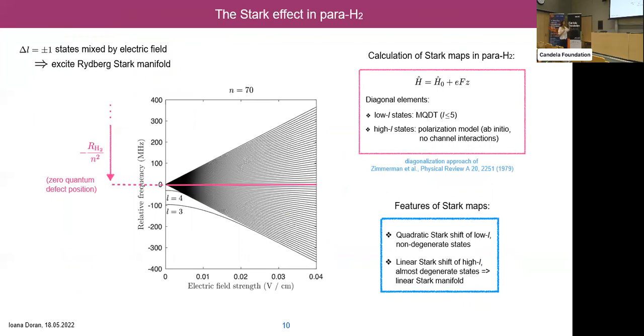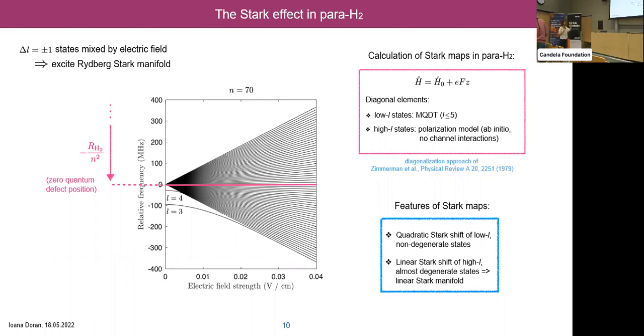And what do I mean by the Rydberg Stark manifold? I show you here a calculation for the Stark map for n equals 70. On the x-axis, we have the electric field strength, and on the y-axis, the relative frequency. It's a relative frequency because the zero point I reference to the zero quantum defect position. So this is the Weimar formula for n equals 70.